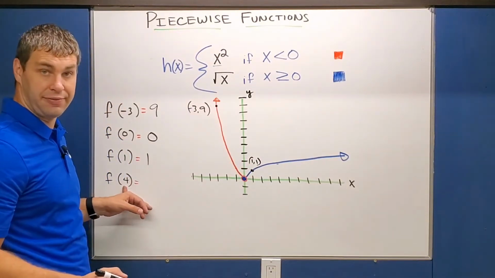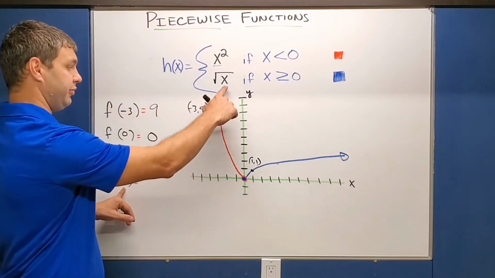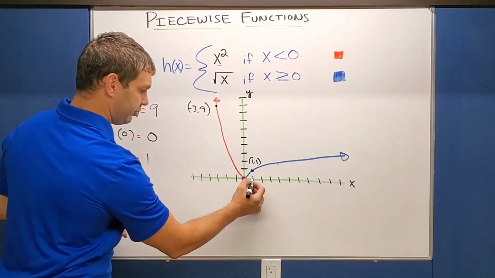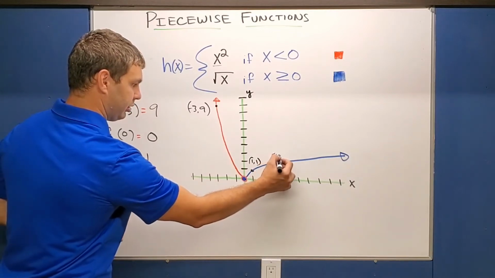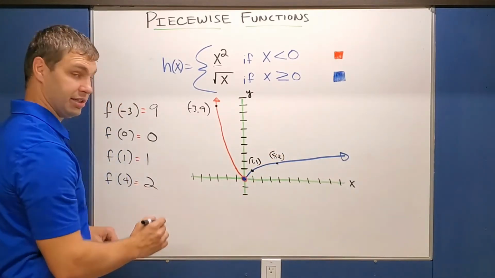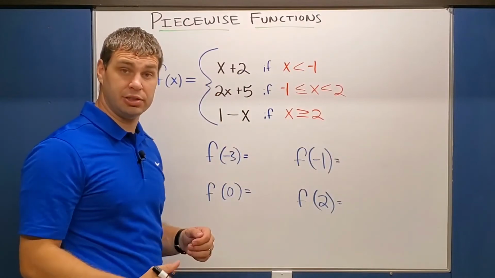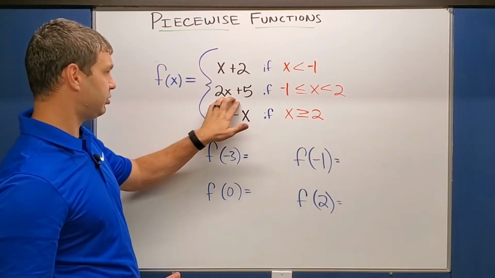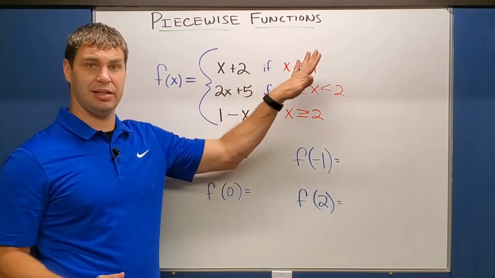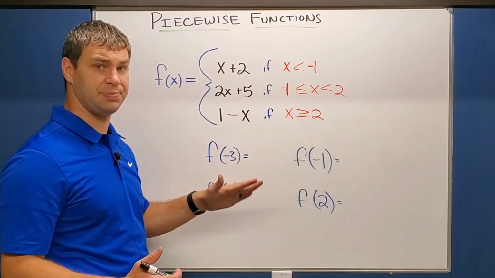The last one, f of 4. Well, again, the square root of 4 is 2. Does that work on my graph? 1, 2, 3, 4. Yep, that's at the point 4, 2. So the output here is 2. Remember the piecewise function from the beginning of this video? All right, we had x plus 2, this 2x plus 5, this 1 minus x, and then the stipulation on the domain like this. Right?